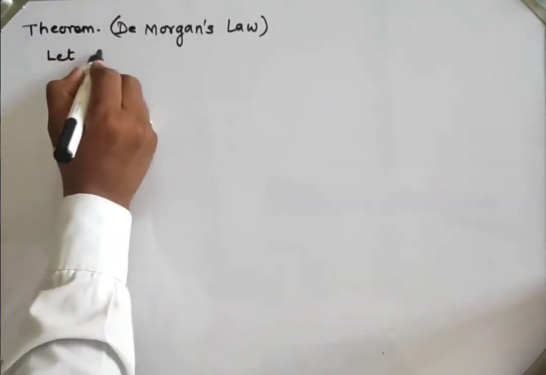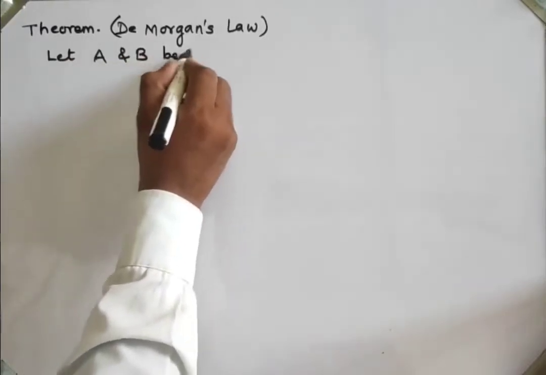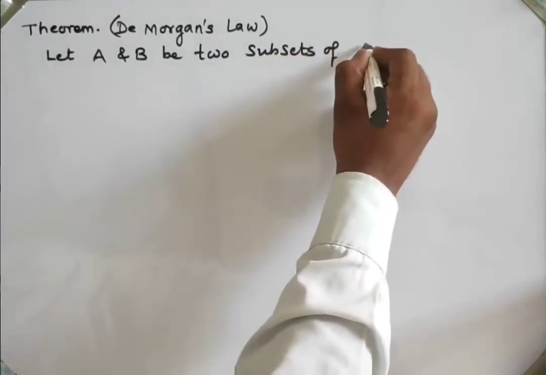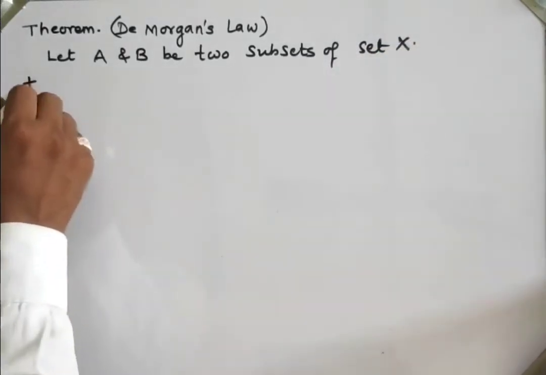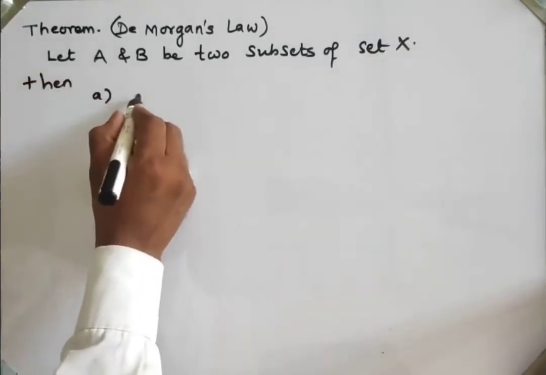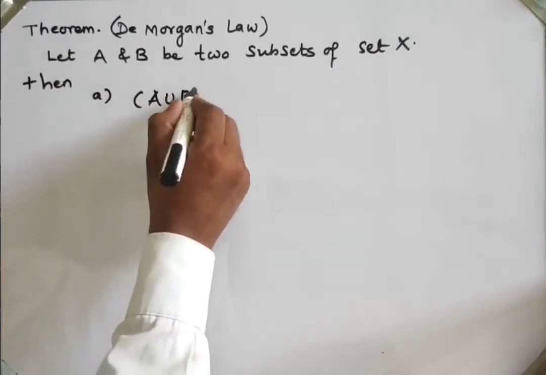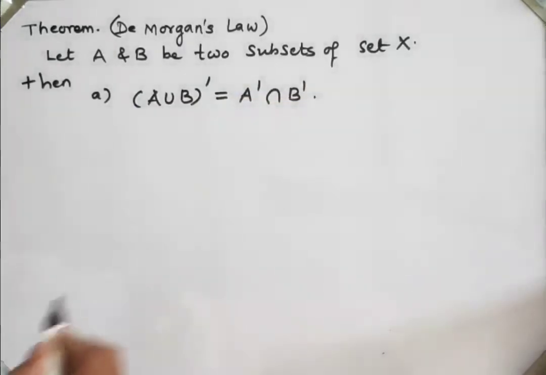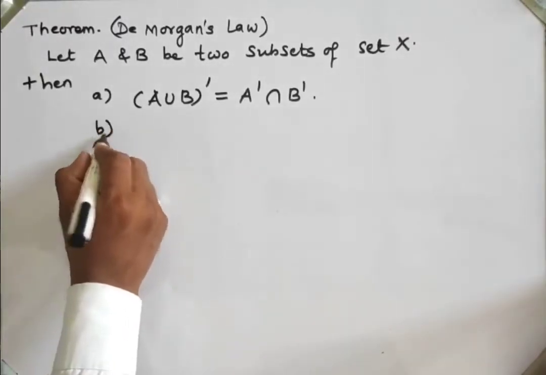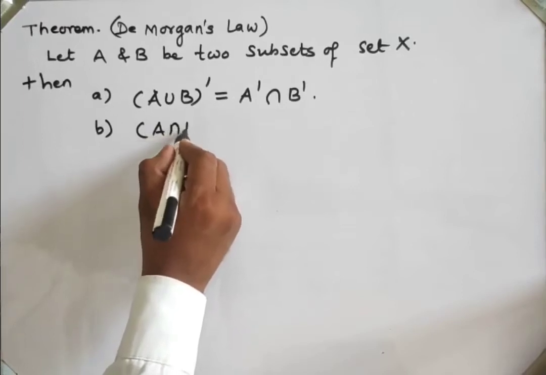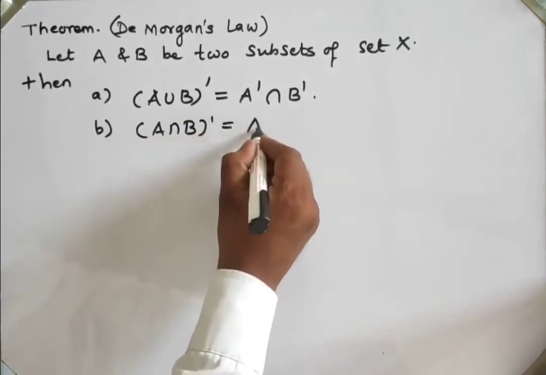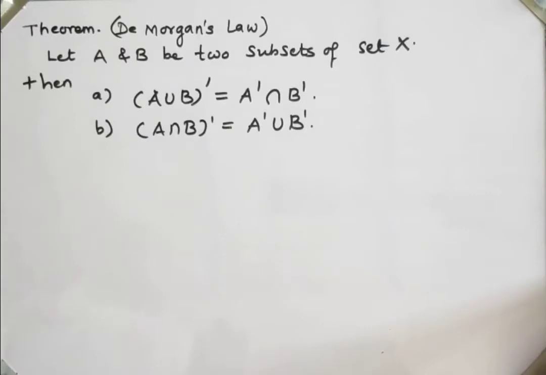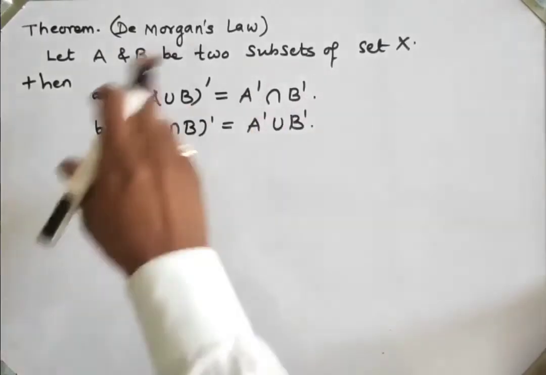Let A and B be two subsets of set X, then the first property is (A union B) complement is the same as A complement intersection B complement, and the second property is (A intersection B) complement is the same as A complement union B complement. Now we solve some examples on De Morgan's law.